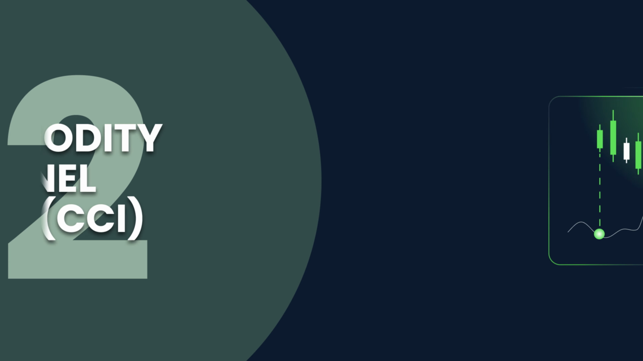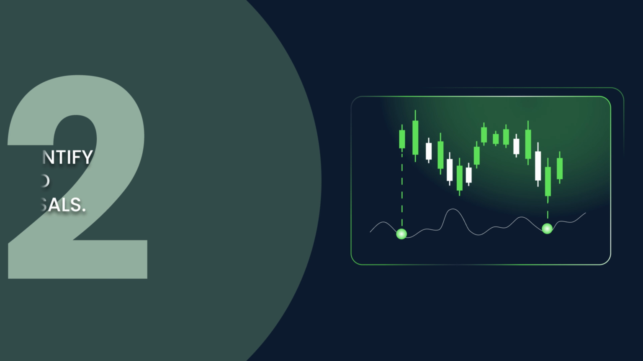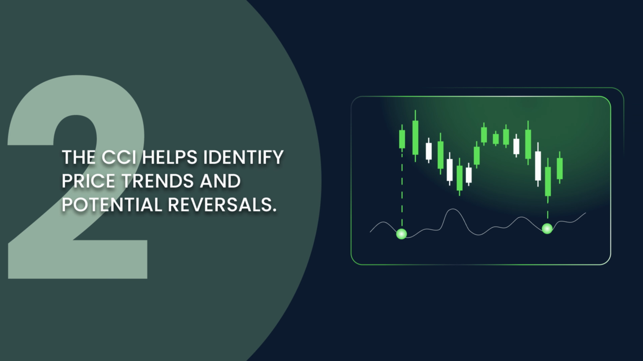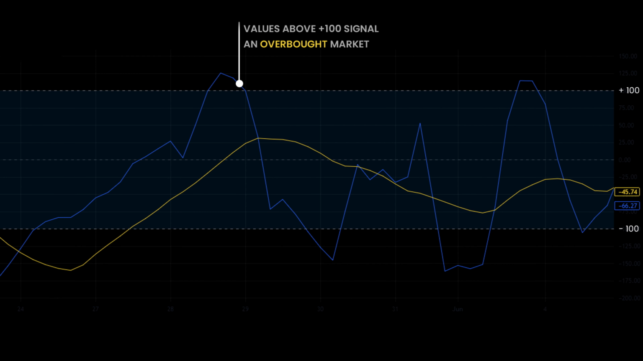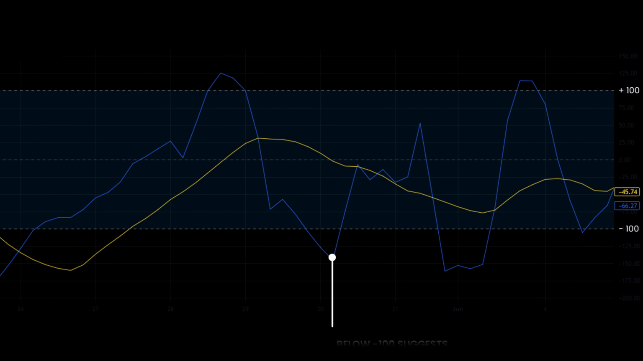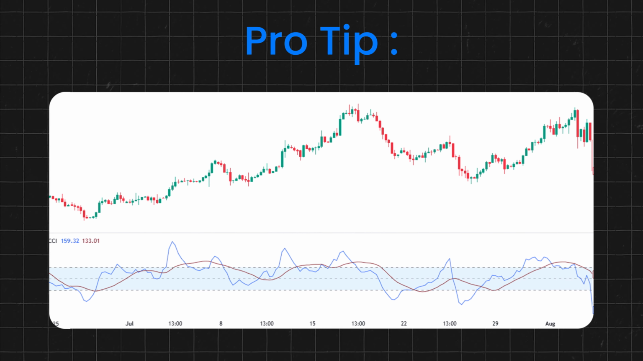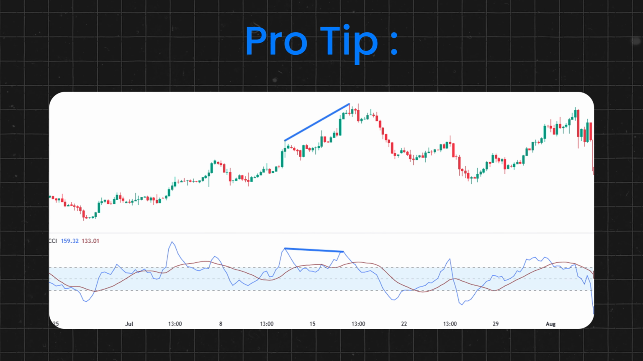2. Commodity Channel Index, CCI. The CCI helps identify price trends and potential reversals. How it works. Values above +100 signal an overbought market. Below -100 suggests oversold conditions. Pro tip: watch for price divergence to spot early trend changes.